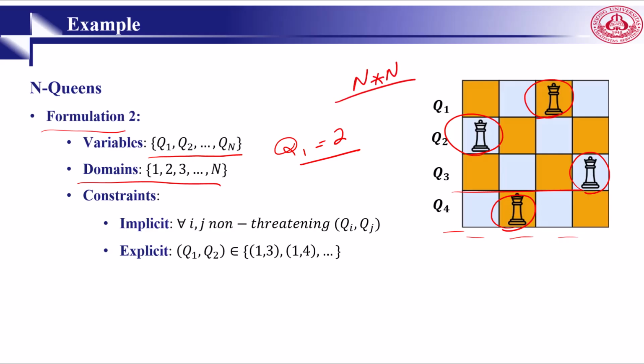Now we can define the constraints. We can go for the implicit way or the explicit way. In the implicit way, for all i and j, there must be no queens qi and qj where they can kill each other. And in case of explicit, when we say if q1 is equal to 1, then q2 cannot be equal to 1 or 2, right? So q1, q2, 1 or 3, 1 or 4. This second formulation that we defined here is better than the previous one because it has a smaller number of variables.